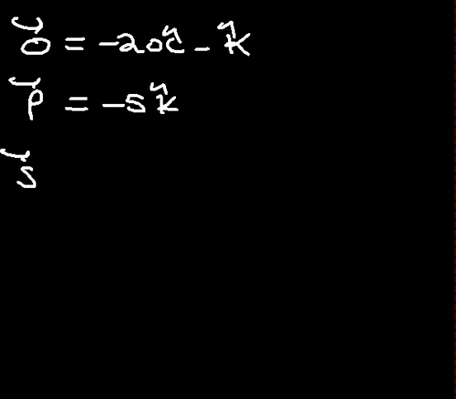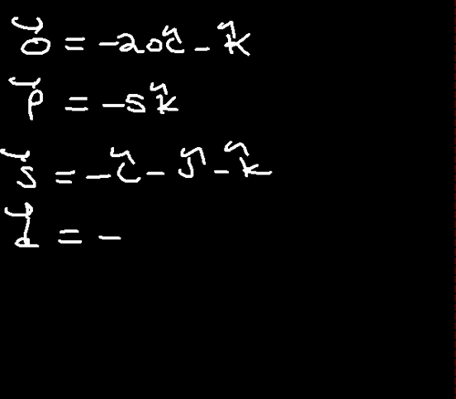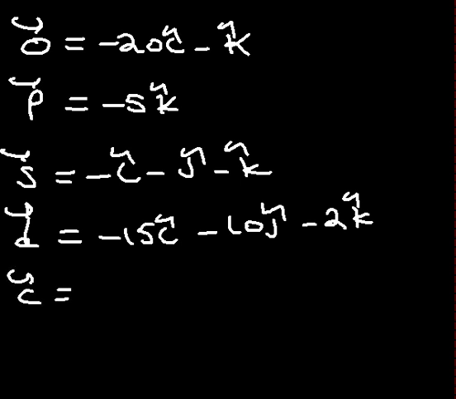We have a vector S given as negative i, negative j, negative k. Now we have a vector D given as negative 15i minus 10j minus 2k. And we have the vector C given as negative 3i minus 5j plus 8k. So now, evaluate the following.